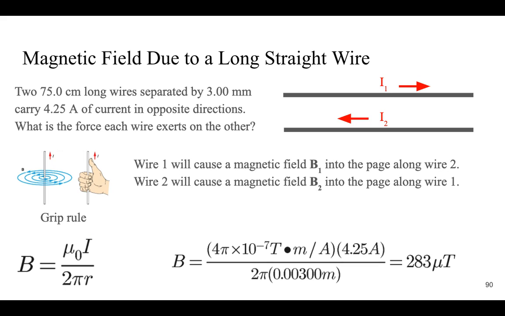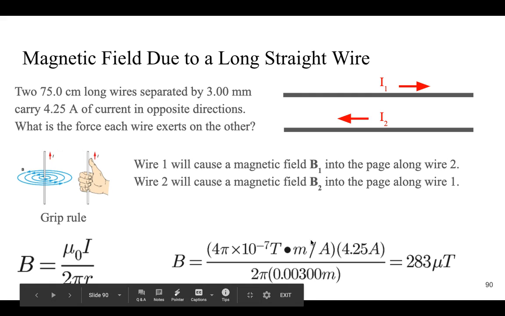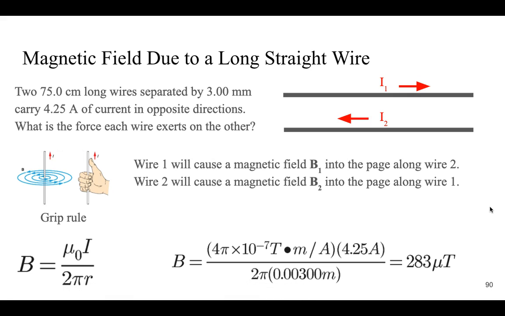So the first part of this, doing the grip rule, wire 1 is going to cause a magnetic field, which we're going to call B1, into the page along wire 2, and wire 2 is going to cause a magnetic field B2 into the page along wire 1. And then you plug your values into this formula here, and you get 283 microteslas. So a fairly small magnetic field. Now, how do we figure out the force?